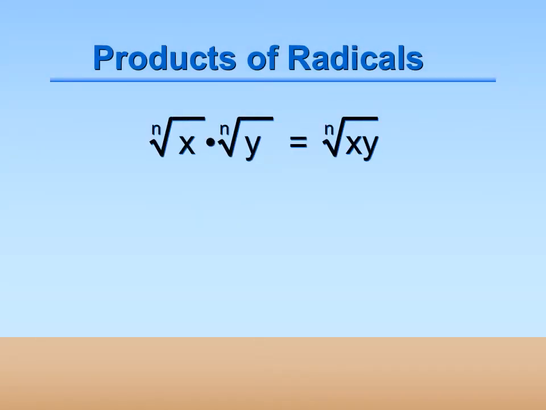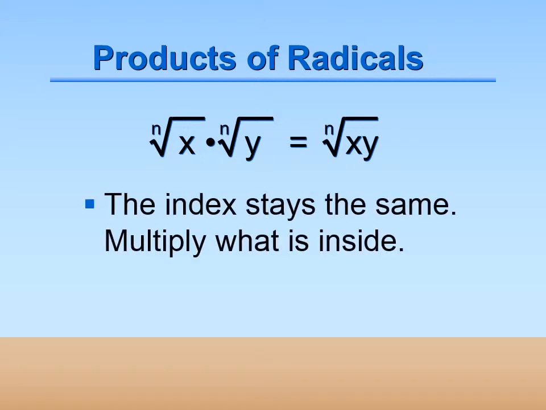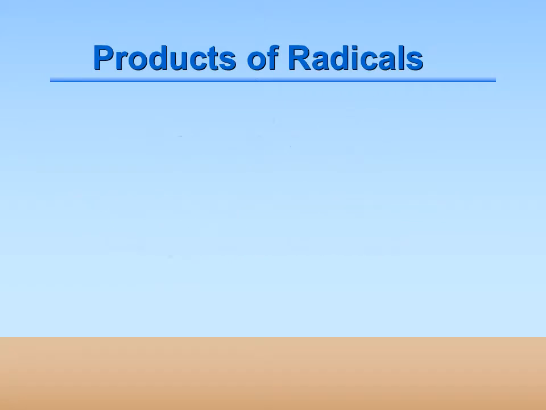We have the n root of x times the n root of y is just the n root of x times y. So as long as you're multiplying and the index are the same, you can just multiply the inside of the radicand. So the index stays the same, multiply what is inside.